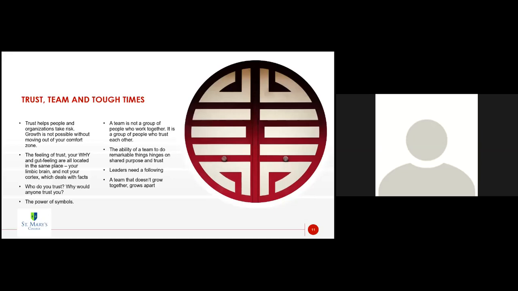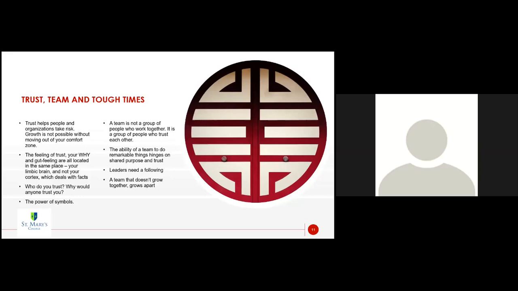The feeling of trust, your why and gut feeling are all located in the same part of your brain, which is why once you get there, facts don't matter, features don't matter. Again, as I said, the reason why most of you buy Apple is because you trust Apple. It is not because it has one feature more than some other phone or one feature less. It is not because of the megapixels in the camera. You just trust Apple. The question I would want to ask you now is this: who do you trust and why would anyone trust you?